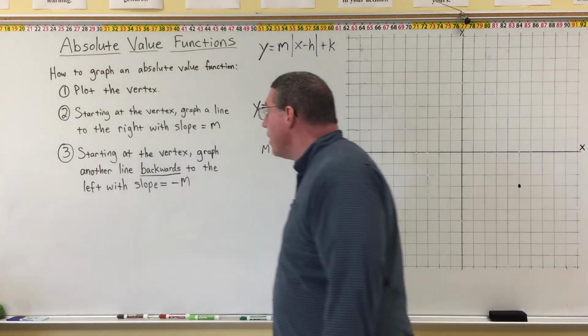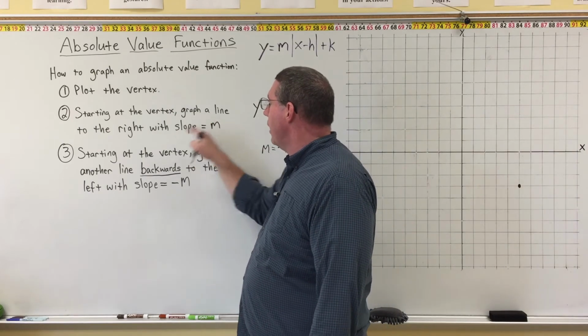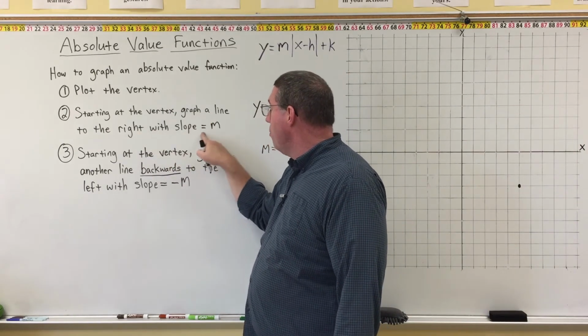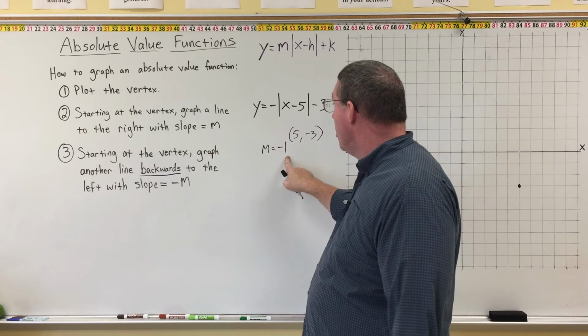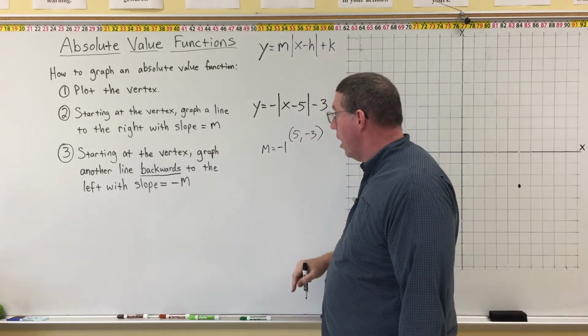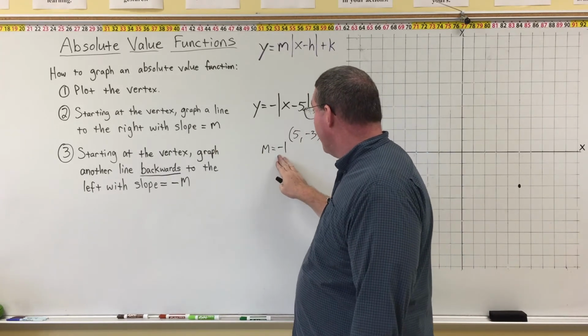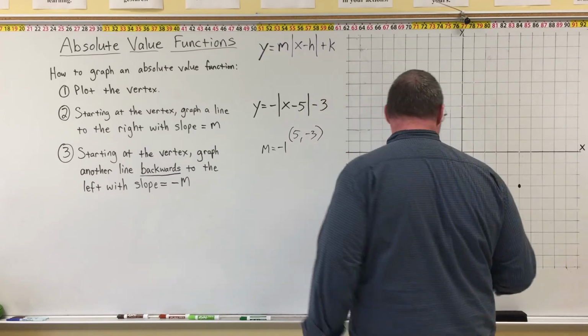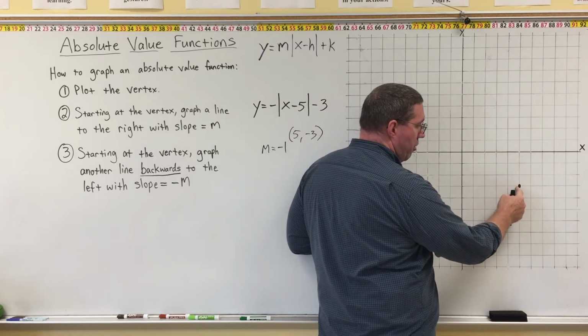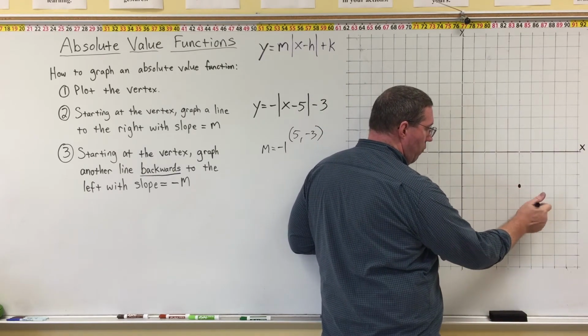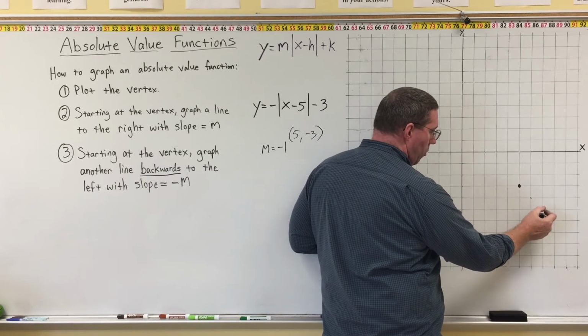Step 2 says, starting at the vertex, graph a line to the right with a slope of m, which is negative 1. So I want to sketch a line that has a slope of negative 1, and I want to start at the vertex. So from the vertex, a slope of negative 1 goes down 1 over 1.